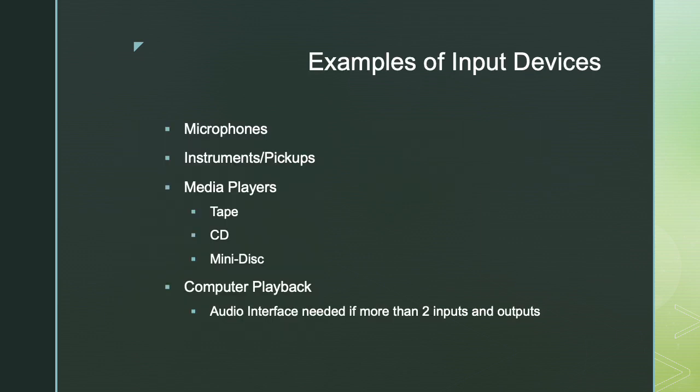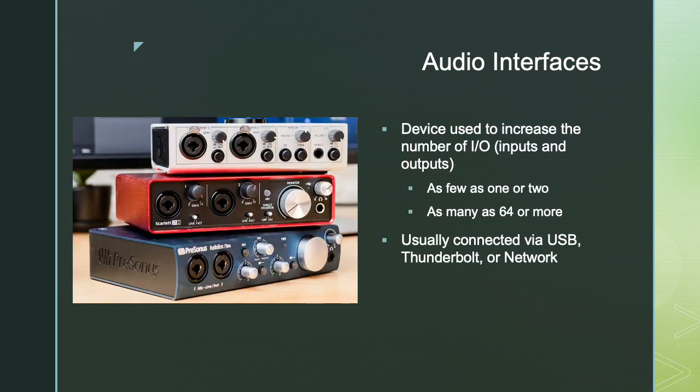Some examples of input devices include microphones, instruments or pickups, media players such as tape, CD, or mini disc players, and computer playback, which requires an audio interface if more than two inputs or outputs are needed. An audio interface is a device used to increase the number of IOs or inputs and outputs. It can be as few as 1 or 2, or as many as 64 or more. It usually connects to the computer via a USB, Thunderbolt, or network cable.